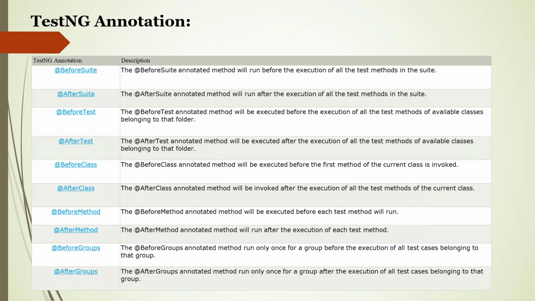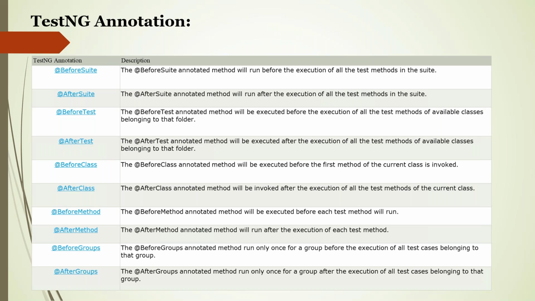So before suite will run before execution of all test methods, and then after suite will run after execution of all the test methods. Maybe there are 100 test methods, so before they are executed we'll have before suite, and after suite after those 100 methods are executed. 100 methods could be 100 test cases also. So after suite will run after execution of all the test methods.